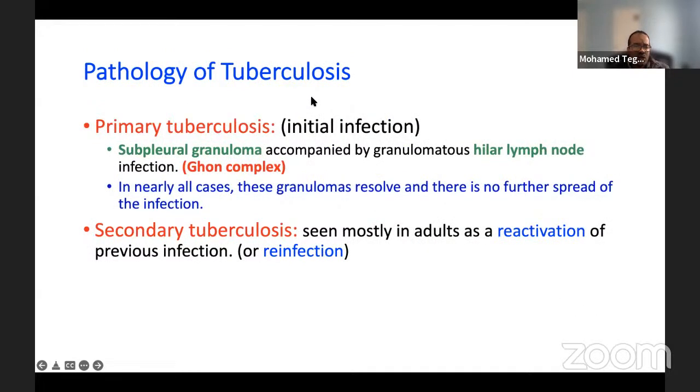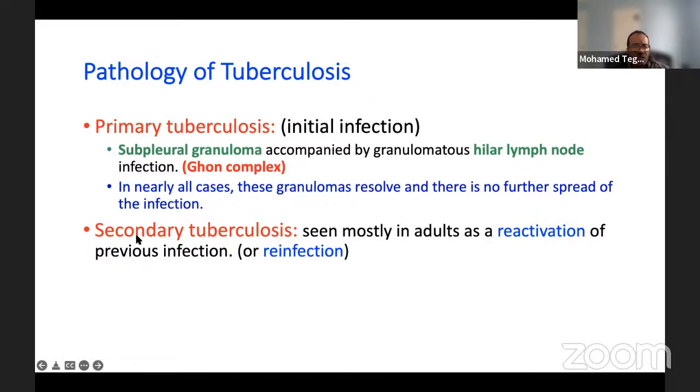Just a brief introduction to TB pathology. Primary tuberculosis, due to direct inhalation, usually presents with a subpleural granuloma, as we all remember, and then the development of hilar lymph nodes. These two together, the subpleural granuloma with the hilar lymph nodes, are known as the Ghon complex. In nearly all cases, these granulomas resolve and there is no further spread of the infection, and then it can either become completely eliminated or transform to dormant infection, or latent TB.